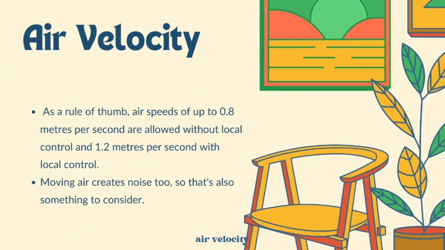Air velocity. The faster the air moves, the greater the heat exchange will be. As a rule of thumb, air speeds of up to 0.8 meters per second are allowed without local control, and 1.2 meters per second with local control. Moving air creates noise too, so that's also something to consider.